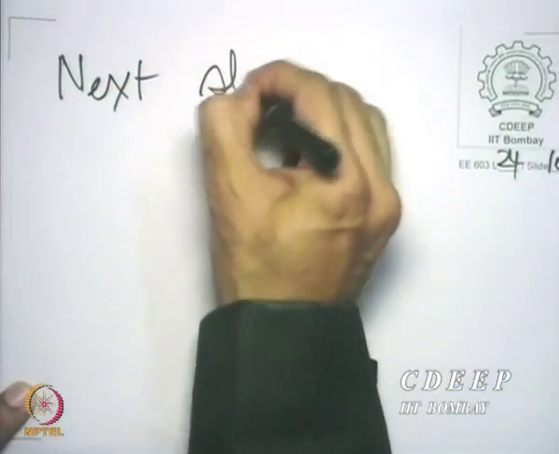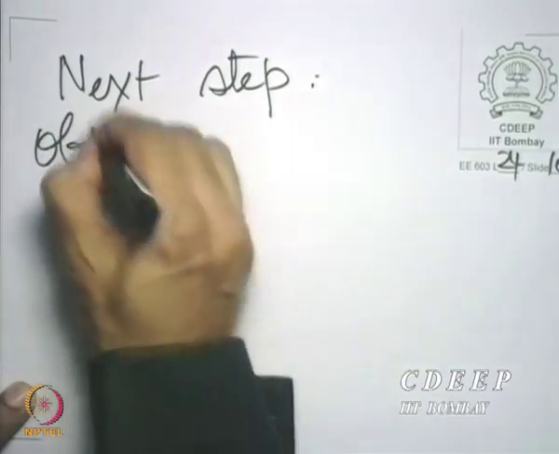Having agreed to that, we now want to put down the poles. As usual, we need to find out the discrete system function. The next step in design is to obtain the poles.